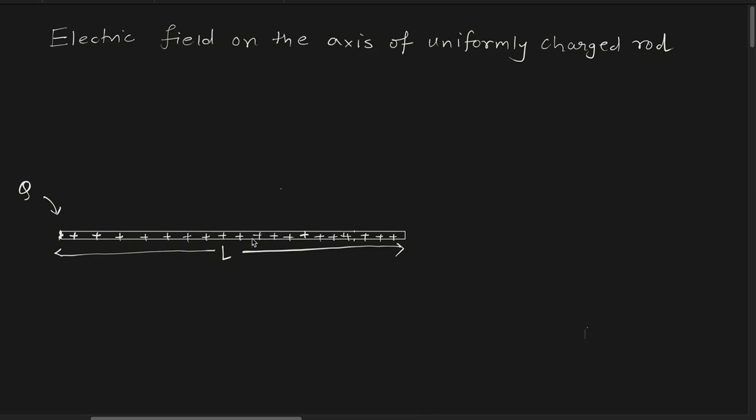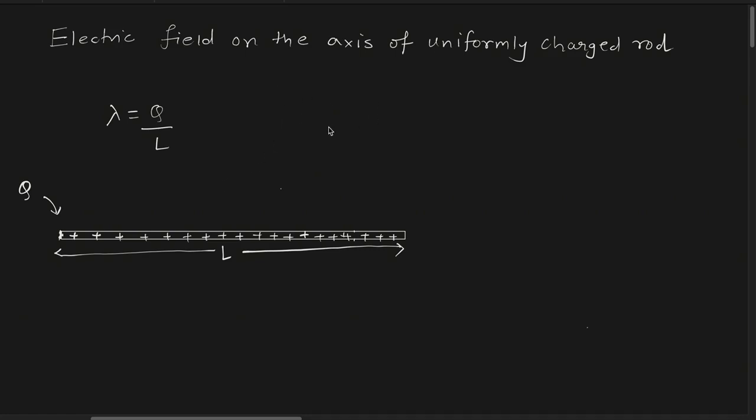In this video, we are going to talk about the electric field on the axis of a uniformly charged rod. What is a uniformly charged rod? We have a rod of length L, and there is a charge Q which is uniformly distributed on this rod. So if I take any section of this rod, you will have constant charge per unit length. That means lambda, the charge density, is constant per unit length. So for the whole length L, there is a Q, so lambda is equal to Q by L.